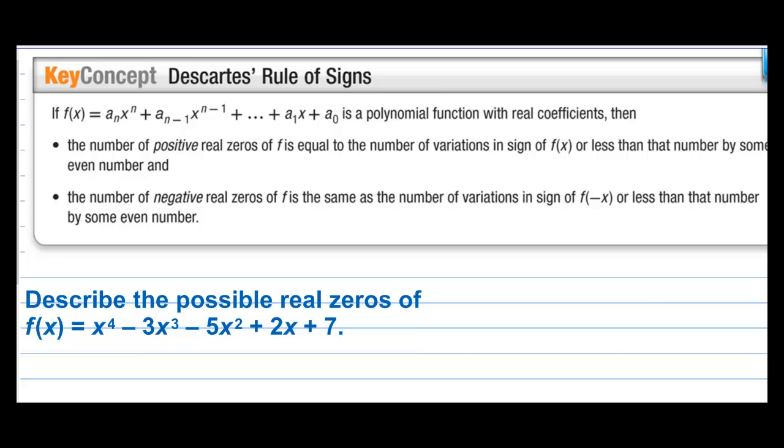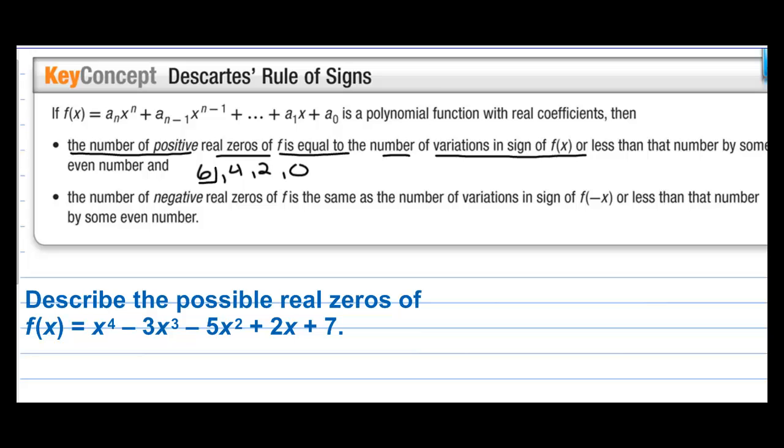So in other words, let's look at this. The number of positive real zeros of f is equal to the number of variations in sign of f of x. So let's say there are 6 variations in signs. In other words, it goes positive, negative, positive, negative, positive for the coefficients, and it turns out there are 6 sign changes. Then there are possibly 6 positive real zeros. Then there could be 4, 2, or 0.